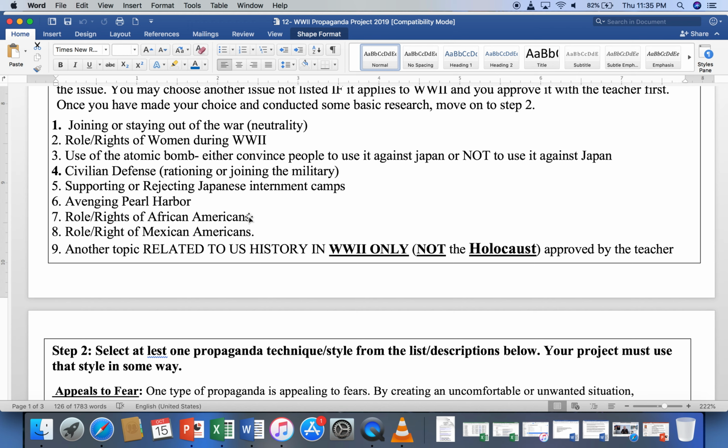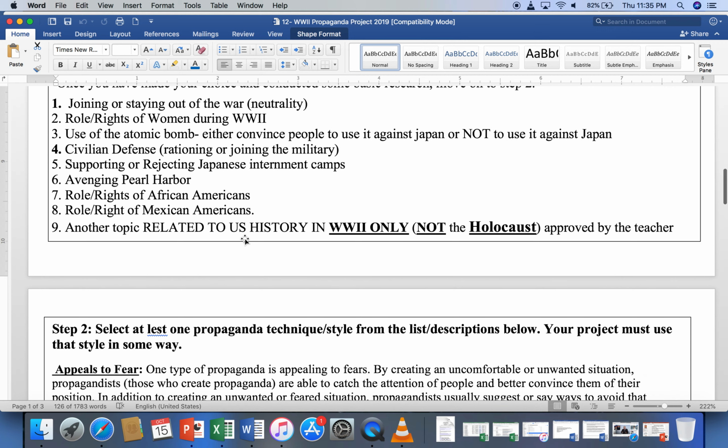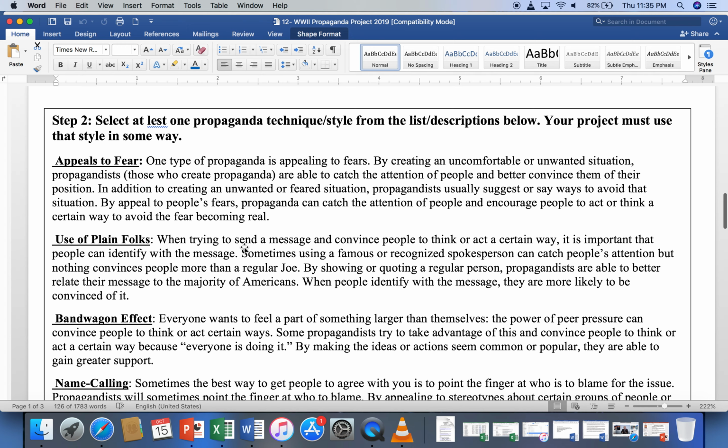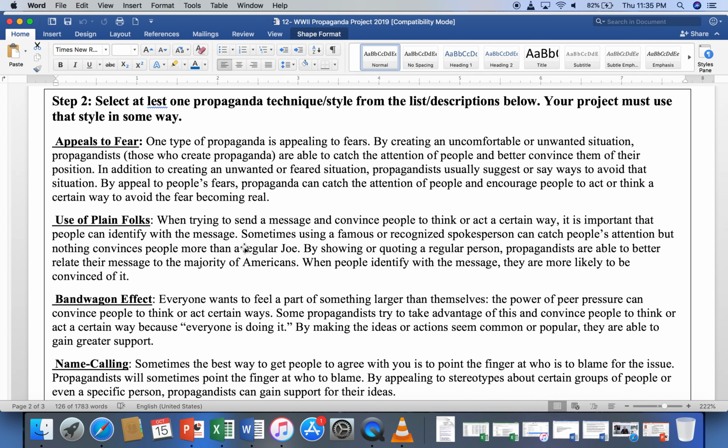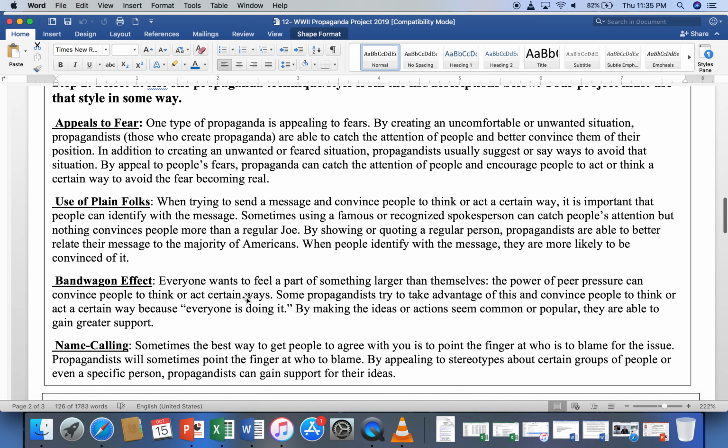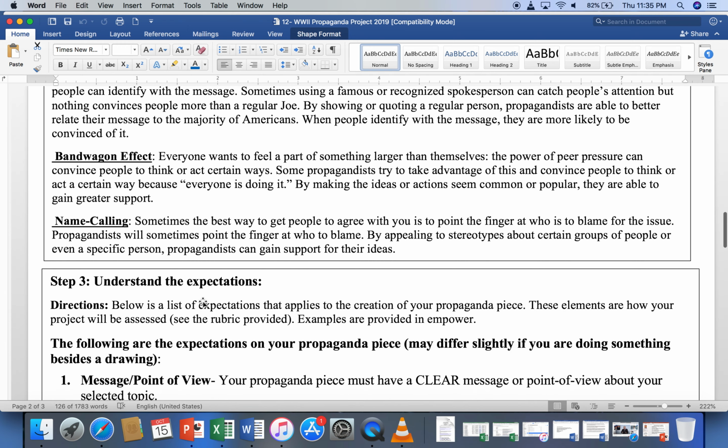So once you've picked your topic, and these are just my suggestions, you're always welcome to come up with something else, you're going to move on to step 2. This is where you select at least one propaganda technique or style from the list below, and you must use this in your project some way. These are the exact definitions, basically, that we used in the presentation, so they're here for you in writing, in case you want to refer to them. You don't have to go back to the presentation to see them. They're all right here. So I like to include those for you.